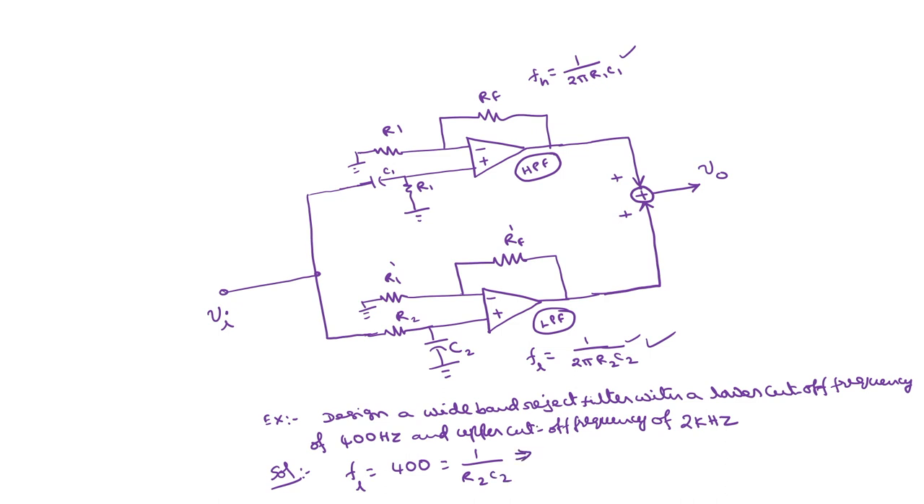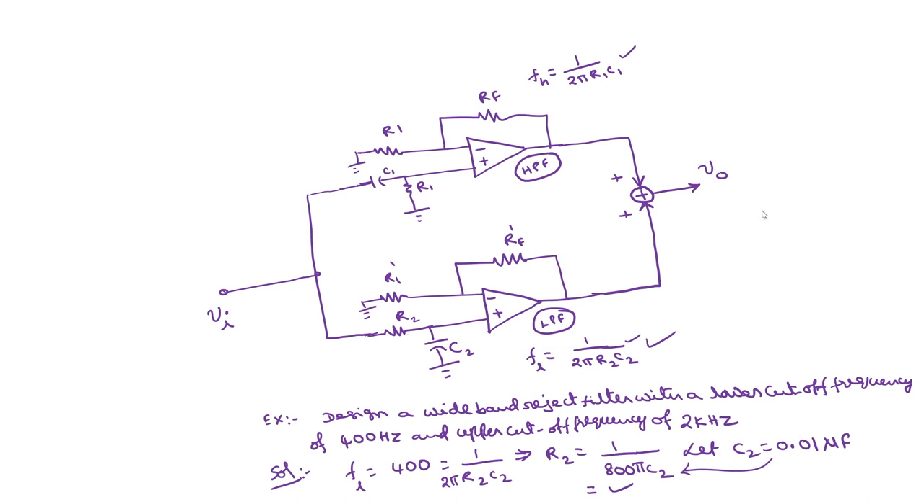This implies R2 is equal to 1 by 400 times 2 pi C2, which is 1 by 800 pi C2. Let C2 be equal to 0.01 microfarads. Then if you substitute this, you will get the R2 value. This is about R2 and C2.